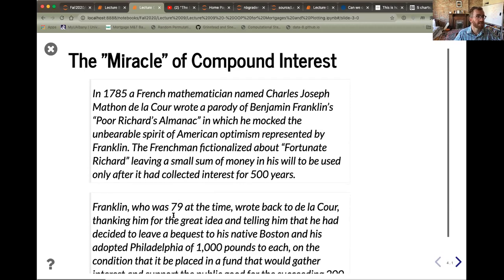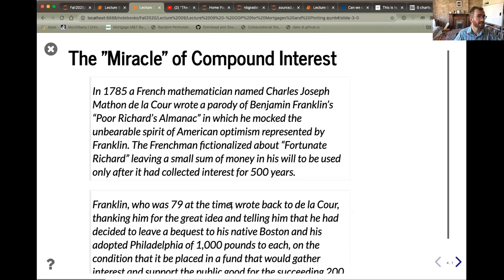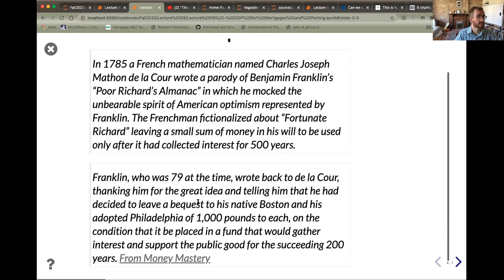Apparently, Franklin, even though he was nearly 80 at the time, became aware of de la Cour's parody. And he wrote back to de la Cour and said, you know, that's a great idea. Actually, compound interest will earn a lot of money. So then he decided to leave £1,000 to both Boston and Philadelphia, two of his favorite cities in America. And then he made it part of the rules that they couldn't retrieve the funds until it had earned interest for 200 years.